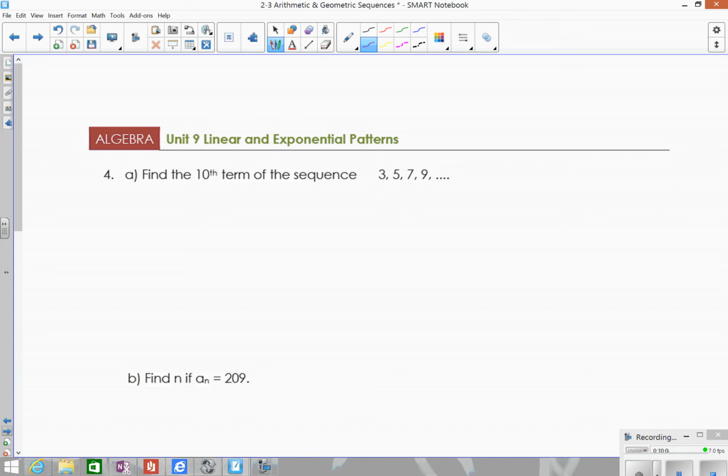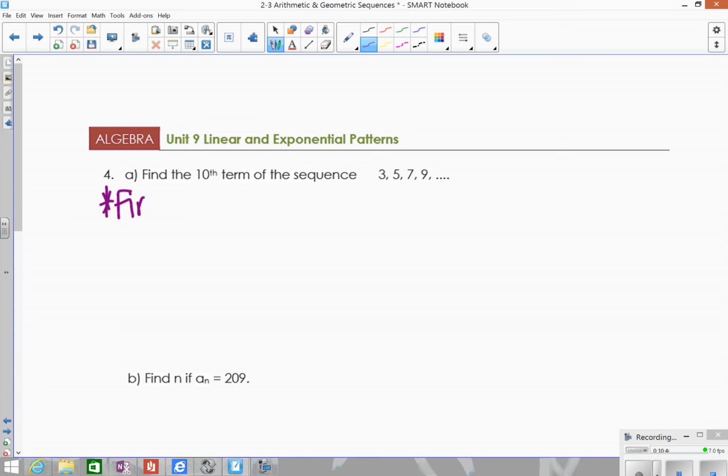So this next one here is worded a little bit differently. First thing I see is my sequence, and it's asking me to find the 10th term. Yes, you could just keep doing the pattern to get the 10th term, but part B wants me to find n when the sequence has the term 209 in it. So that tells me I need this formula. So the first thing I'm going to do here is find the formula.